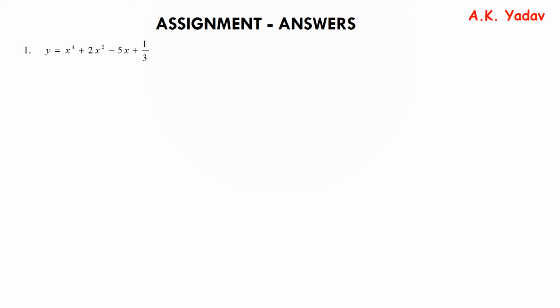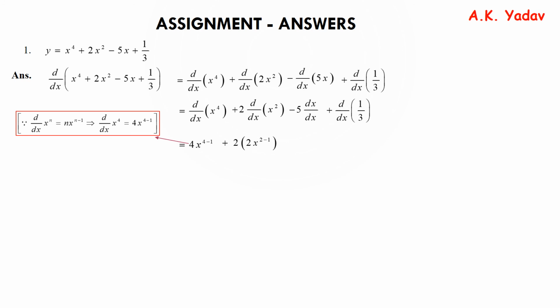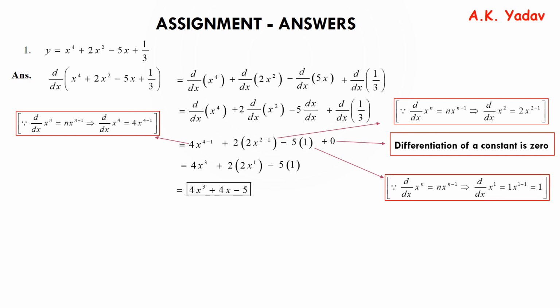Question number 1. Okay, y is given, I need to differentiate it. First I will separate all terms. This is why we have separated. Okay, now in the second one 2 comes out being a number. In third one 5 comes out. Okay, now the differentiation of x to the power of 4 is 4, x to the power of 4 minus 1. For x square it is 2, x to the power of 2 minus 1. For dx by dx it is 1, and for a constant it is 0. Now we will solve this, and this is what we get as an answer.